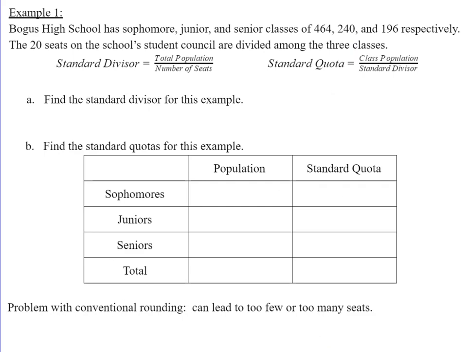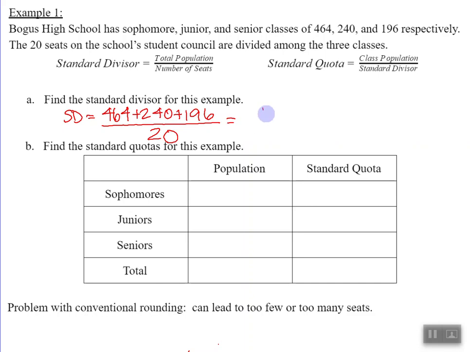So I'm going to write out all of the work. Our total population would be 464 plus 240 plus 196, and we are dividing by the total number of seats on the student council. If you add this up, you get 900 divided by 20, which is 45. So what the standard divisor tells us is that for each group of 45 students, there should be 1 representative on the student council.